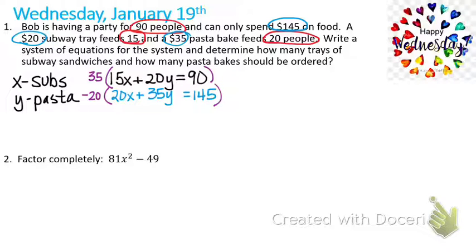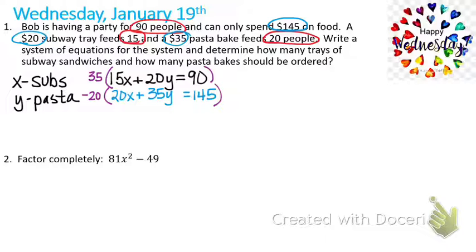What is 35 times 20 in your calculator? What's 35 times 20? 700. What's negative 20 times 35? Negative 700. Remember, we need one to be positive and one to be negative, okay? So that when we add them, they cancel out.